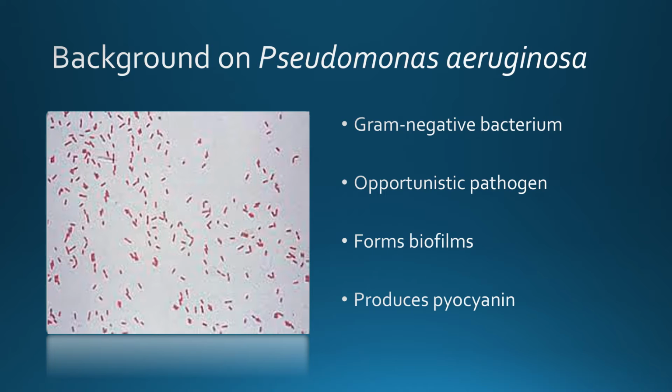And because it also forms biofilms, which are cells that are embedded in an extracellular matrix, it helps the bacteria adhere better to the cells, as well as be more resistant to antibiotic treatment. And this bacteria is also able to produce pyocyanin, which is a toxic compound, and this aids in its ability to be pathogenic, and it also helps it outcompete other bacteria that may be present in that same environment.